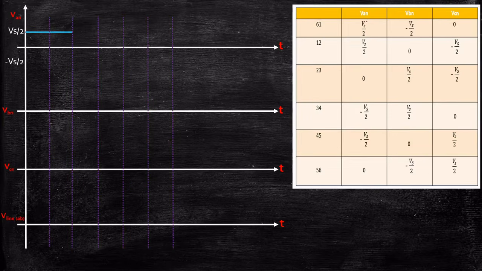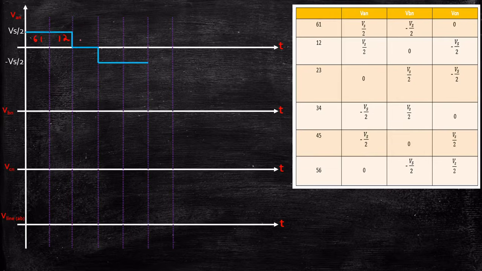So what happens initially? We have only with respect to VA, and each of these intervals is basically 60 degrees. So initially Vs by 2 is the VAN value. Again, when 1 and 2 is conducting, it is again Vs by 2, isn't it? So when 6 and 1 is conducting, it is Vs by 2. When 1 and 2 is conducting, it is still Vs by 2. In the next interval, it will be equal to 0, according to the table. Just observe this particular column, that is 0. Again, it will go to minus Vs by 2. This is the next value. Again, it will be minus Vs by 2 in the next duration as well.